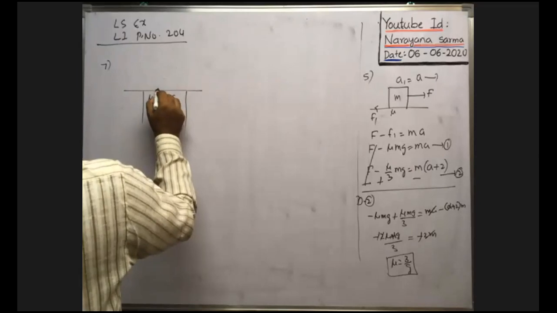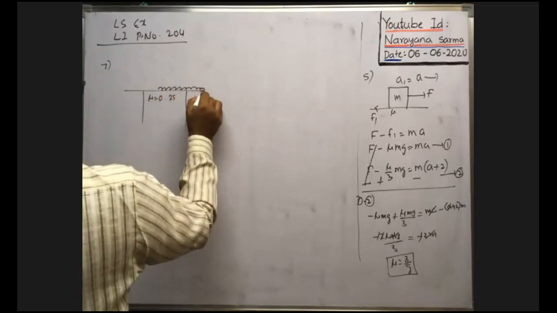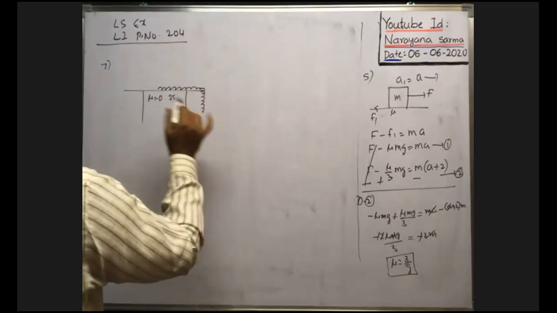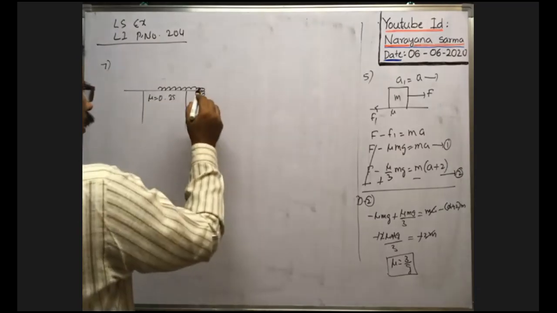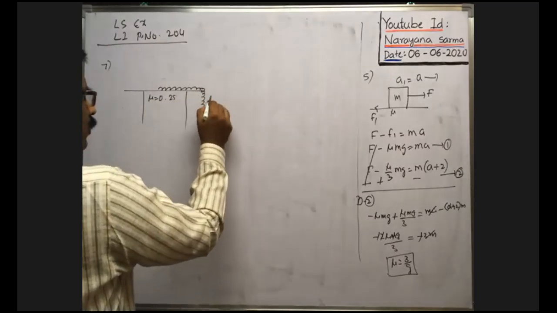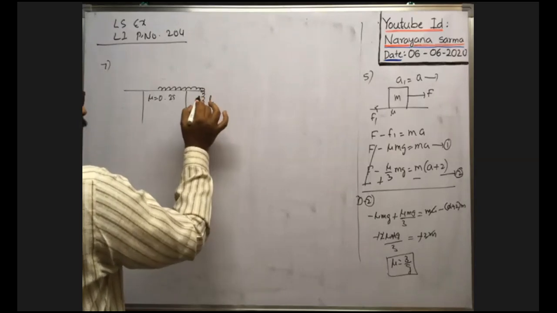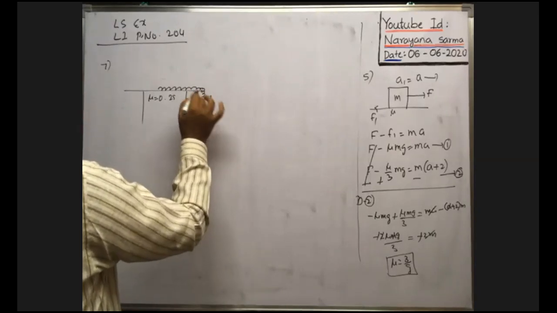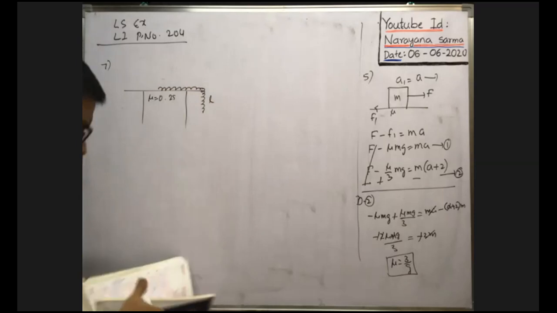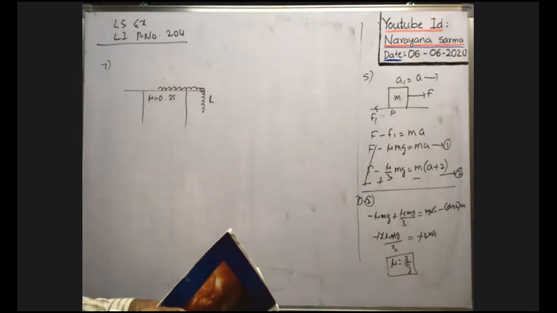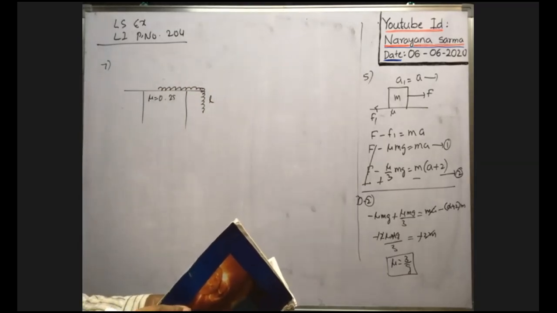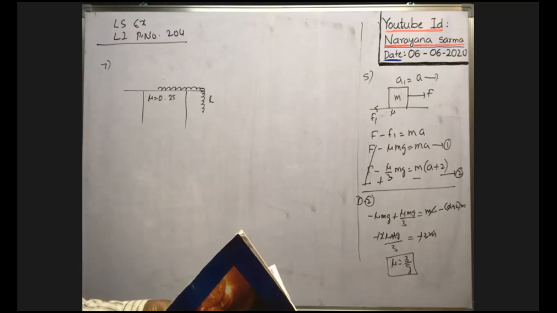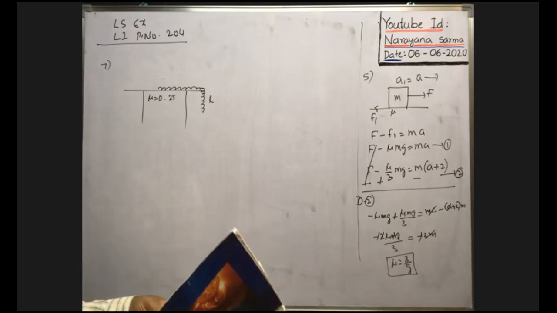If the chain is kept over the surface of the table so that a certain length of the chain is hanging from the edge of the table, what percentage of length of the chain is hanging from the edge so that the chain does not slide? So here, the maximum percentage of length of the chain that can hang over one edge of the table so that the chain does not slide.